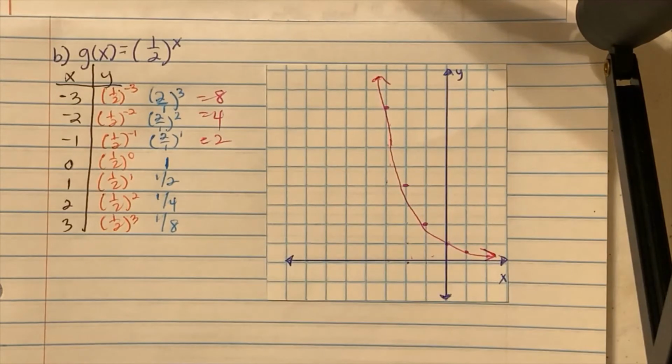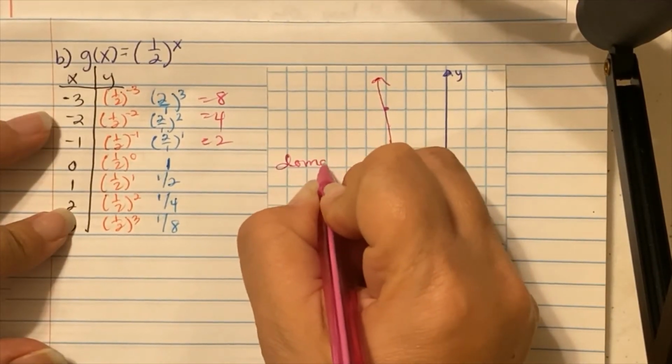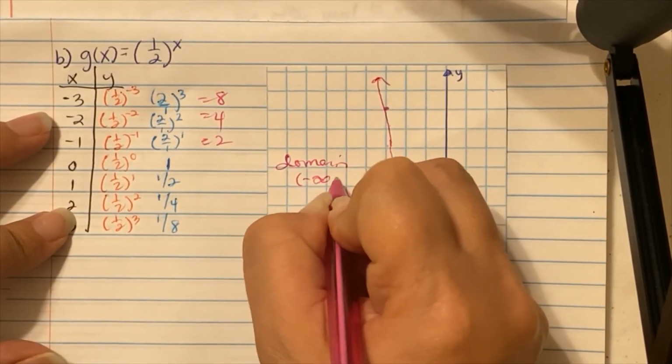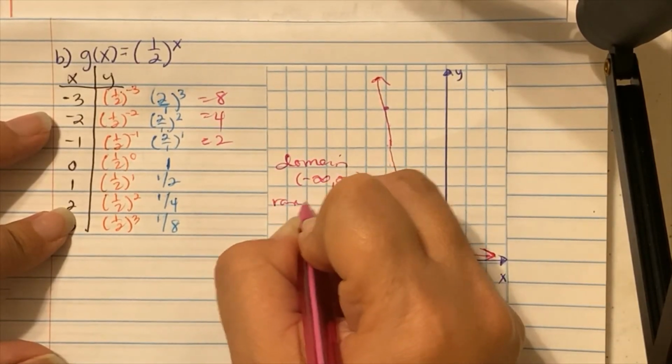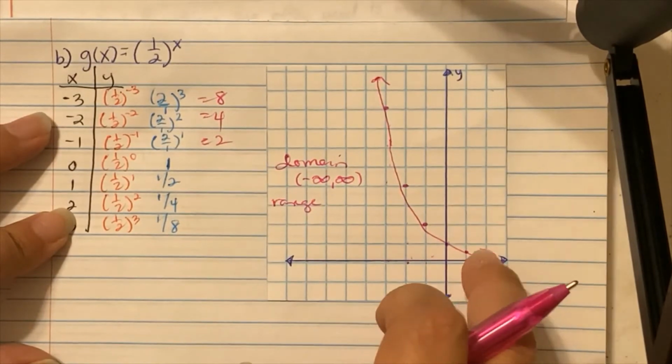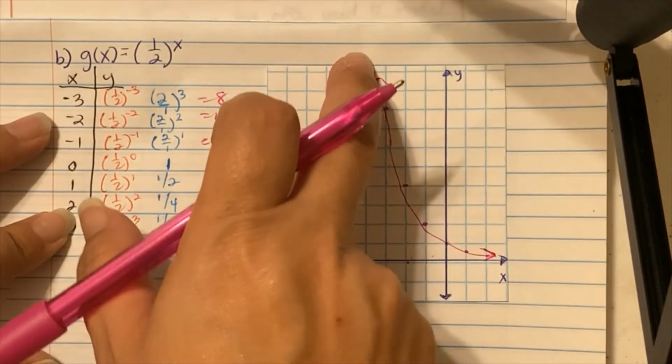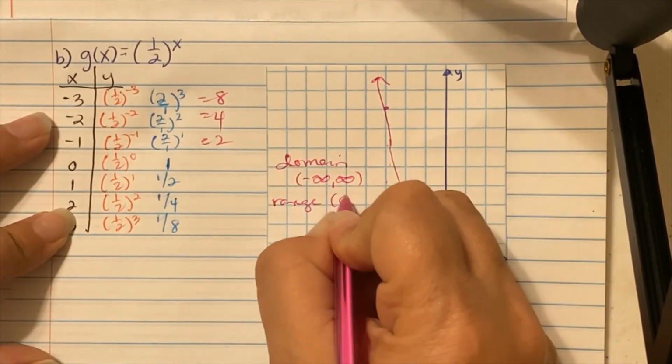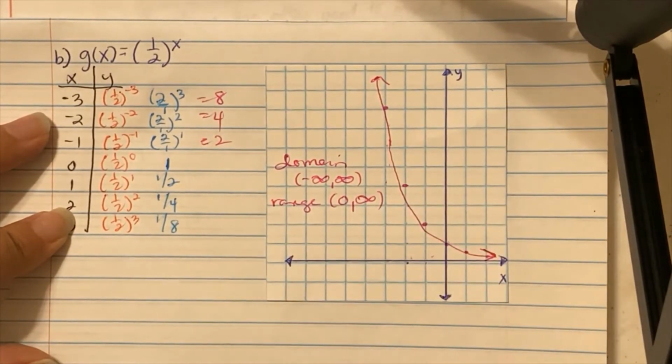Again, the domains do not change. Domain is negative infinity, positive infinity, your range. Again, even though it's 0 down here, remember, 0 is positive and your still y-axis is positive. So we are going from 0 to infinity.